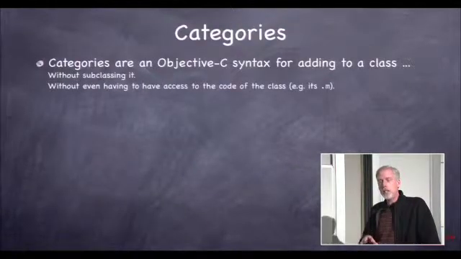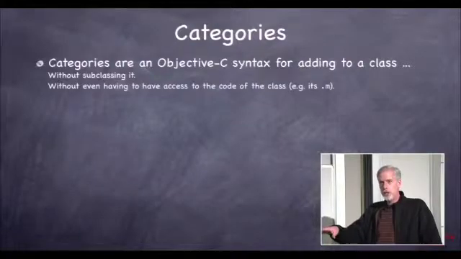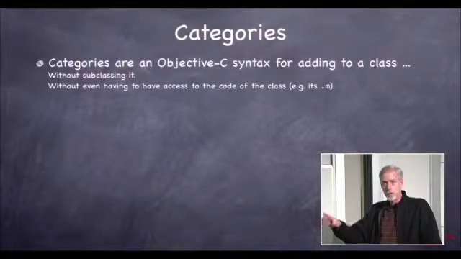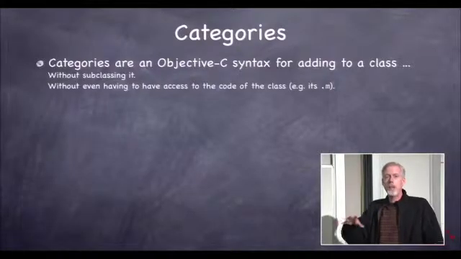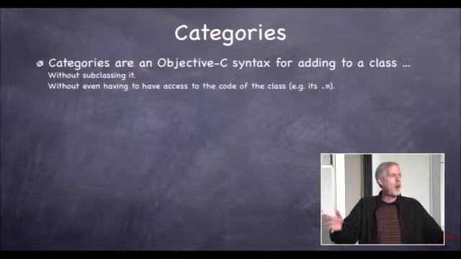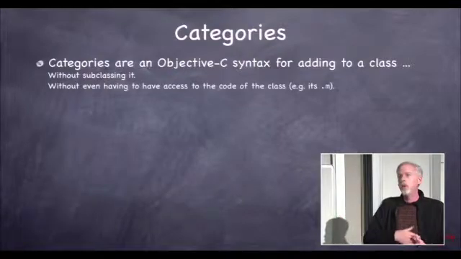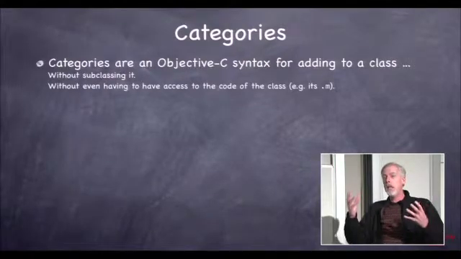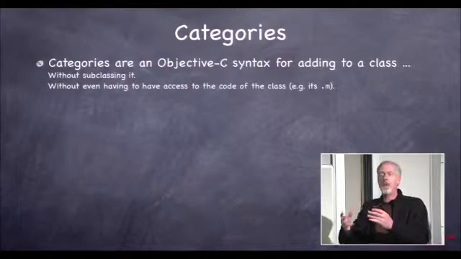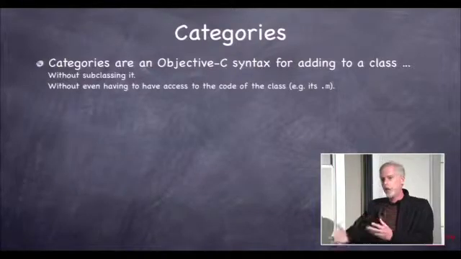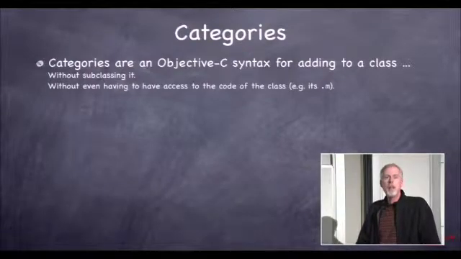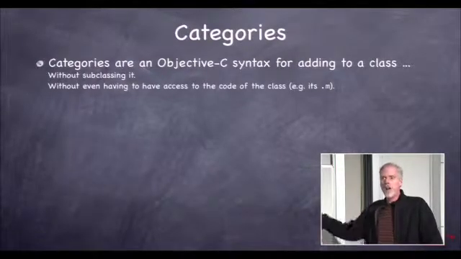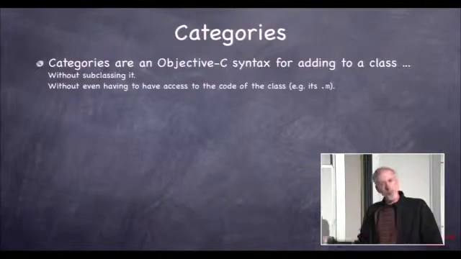Categories are an Objective-C syntax for adding methods or properties to a class without subclassing that class. Now remember that Objective-C is all dynamically bound at runtime, right? So when we send messages, it looks up in a table at runtime, oh, where's the method implementation for this thing? Okay, I'll go execute it. So given that it's all dynamic like that, it's easy for Objective-C to let you define methods somewhere else and then plug them into that table. And that's basically the way it does it.